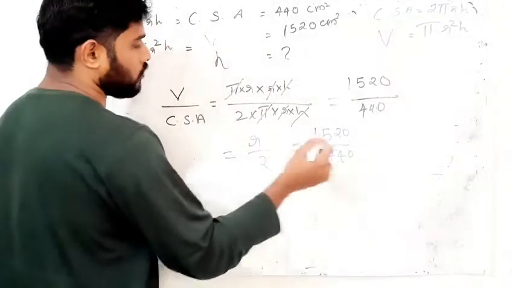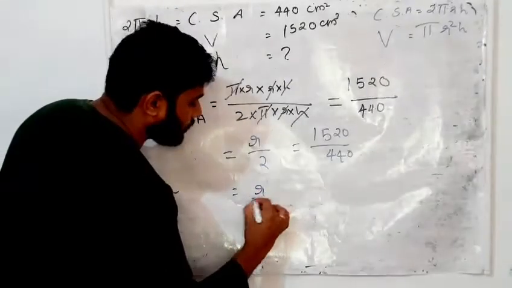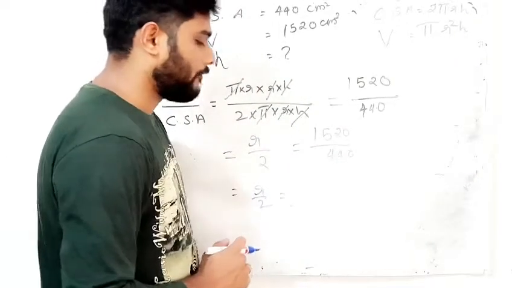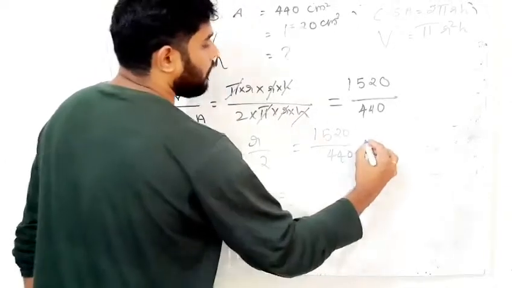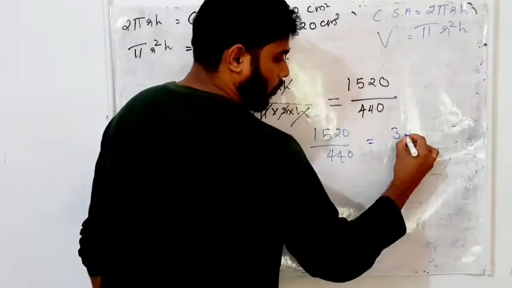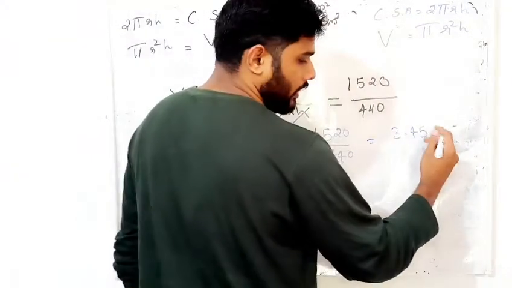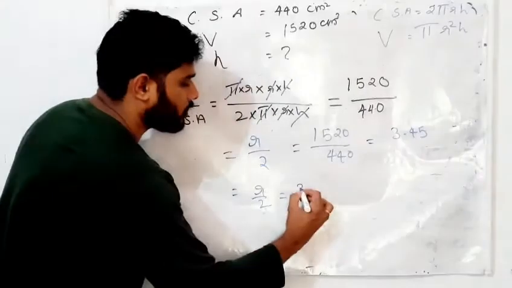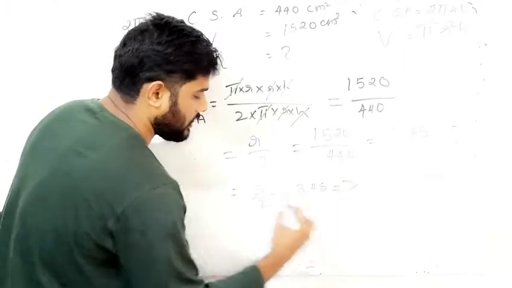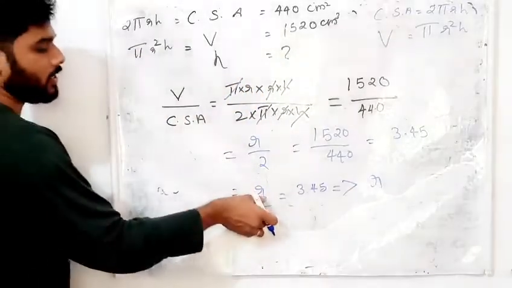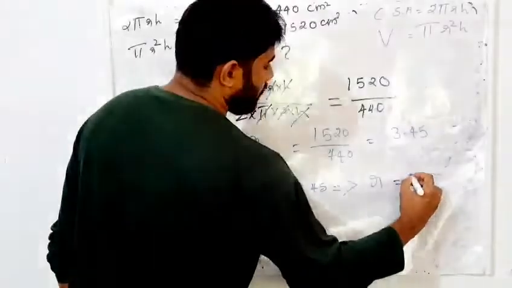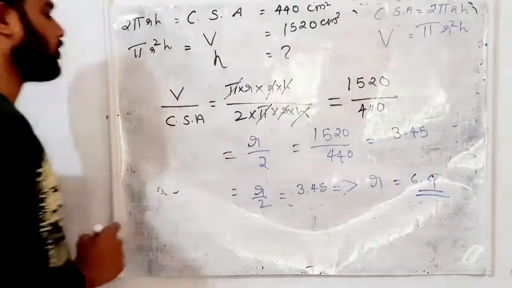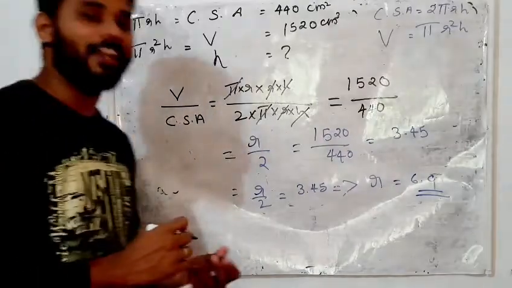Now what we can do, we can do the cross multiplication or any other method. We can find R by 2, which is equal to 1520 divided by 440. How much will the value come? 1520 divided by 440 is equal to 3.45, something like that. So we are taking the first two decimal numbers, 3.45. So R by 2 we got 3.45. That means R, which is the radius, the divide by 2 from the left hand side goes to the right hand side, then it becomes 6.90, that means 6.9. So we got the radius 6.9.